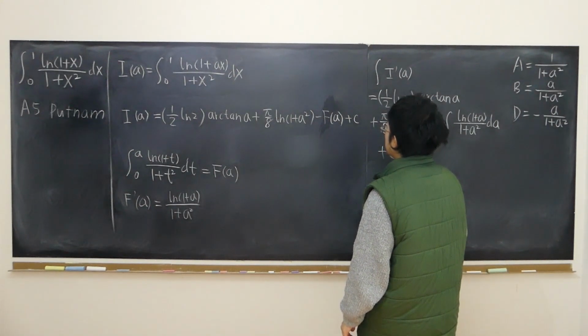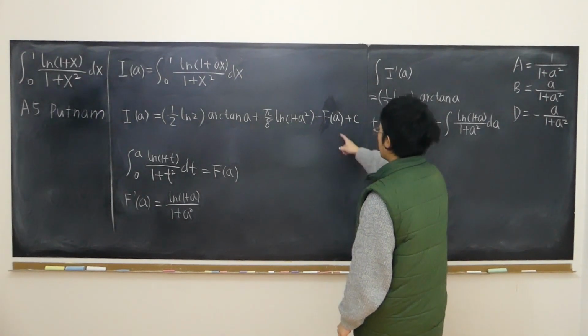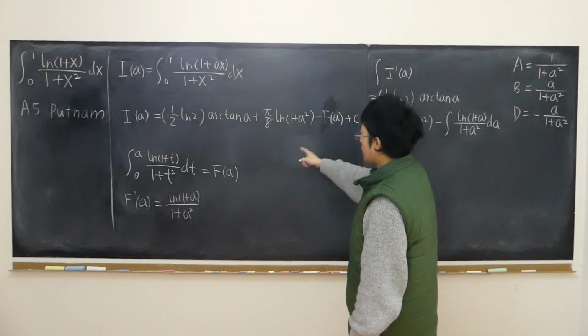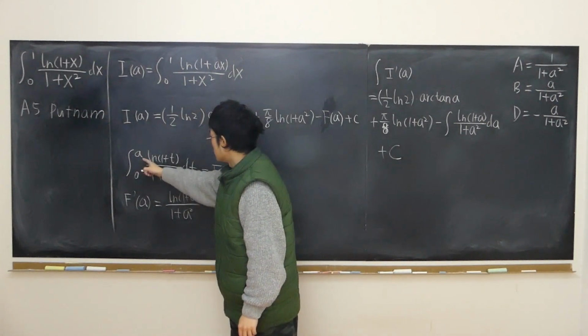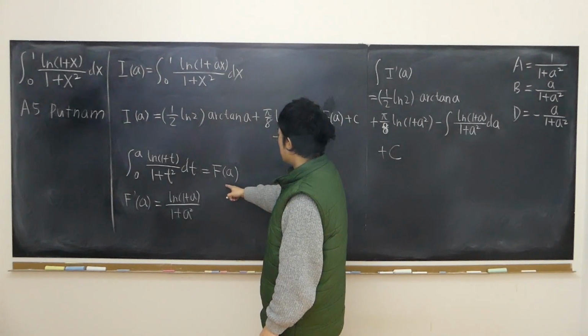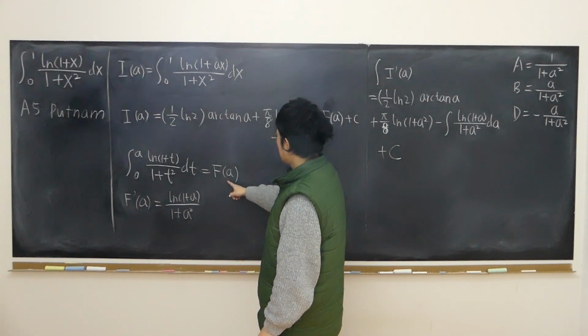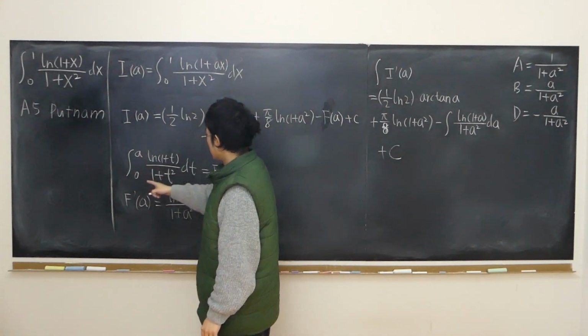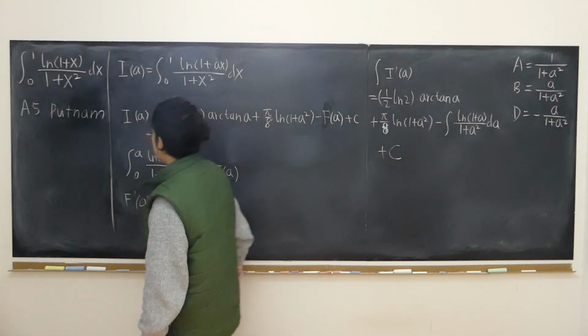And keep in mind, capital F of a. Well, what's capital F of 0? Capital F of 0 is just 0 to 0, simply 0. Capital F of 1 is from 0 to 1, integrate, is equal to our desired integral. Keep this in mind.